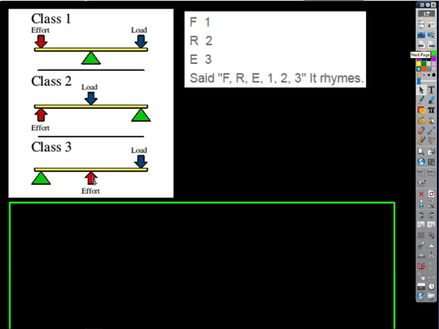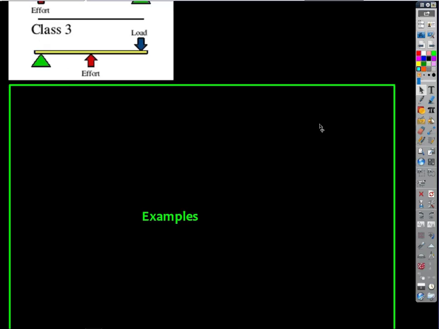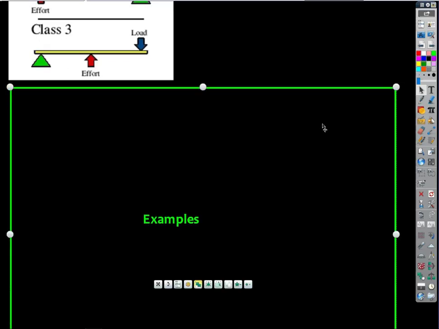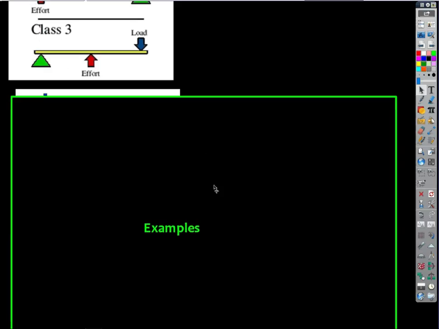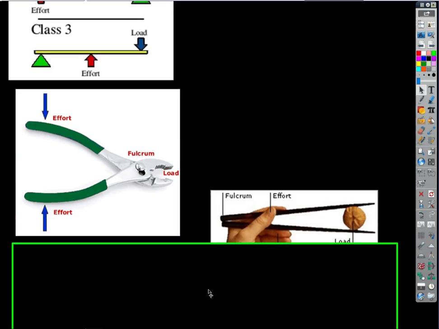I interrupted. So FRE 1, 2, 3, and that'll remind you what's in the middle. And once you know what's in the middle, the other parts are interchangeable, right? You just need to know what's in the middle on the lever, okay? So some examples real quick. How about I'm going to say it, and you got to tell me what it is. Apple. Pineapple? Pineapple, I'm not sure that's any of them.